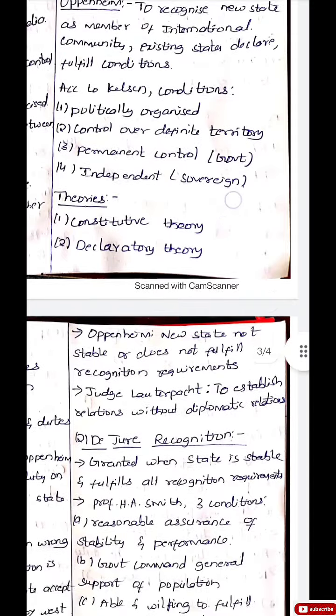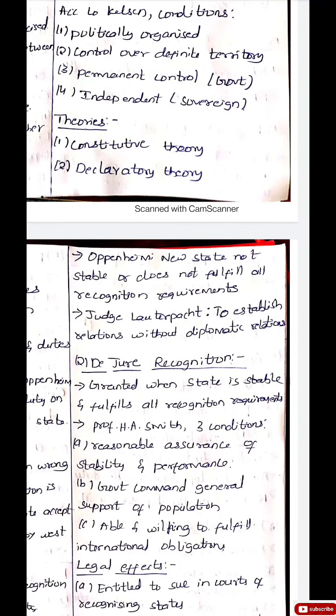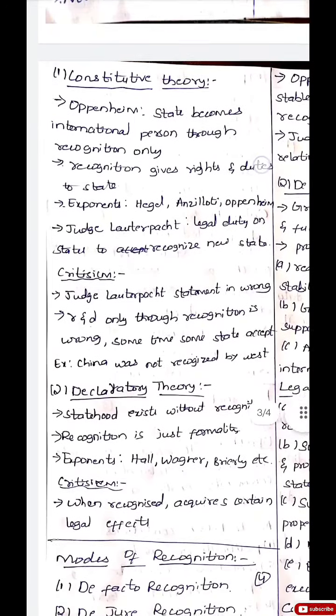Theories of recognition. There are two theories, constitutive theory and declaratory theory. Constitutive theory: Oppenheim is the major exponent of this theory. He says that a state becomes an international person through recognition only. So according to this theory, if a state has to become an international member, it has to go through the process of recognition. Recognition gives rights and duties to states. Only after the state is recognized can it be called a state. It gets rights and duties as a state. The chief exponents of this theory are Hegel, Anzilotti, and Oppenheim.